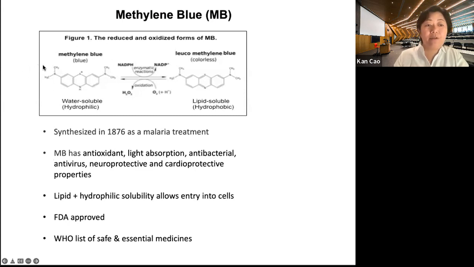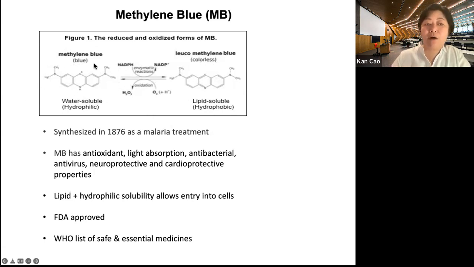Methylene blue has a chemical structure showing you here, and it has some very interesting properties. So it is an antioxidant. The reason it is an antioxidant is it can be oxidized or reduced, and its redox potential, very interestingly, is very close to the endogenous antioxidants we have in our body. The oxidized form of methylene blue is blue color, and when it gets reduced, it becomes colorless, and we call it leucomethylene blue.